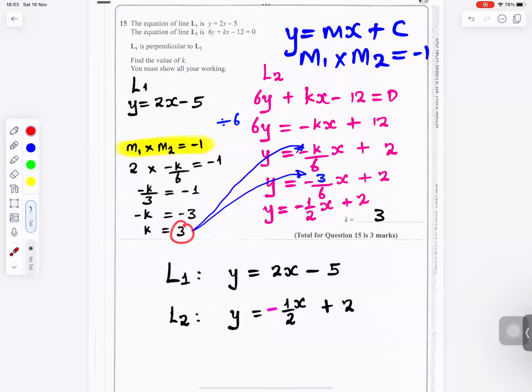Take the value for k and replace it in equation 2. So it becomes 3 over 6. 3 over 6 is a half. So the answer is minus a half x plus 2. So the value for k is 3. They wanted us to find the value of k, and we find the value of k is 3. That's the thing we needed to find.